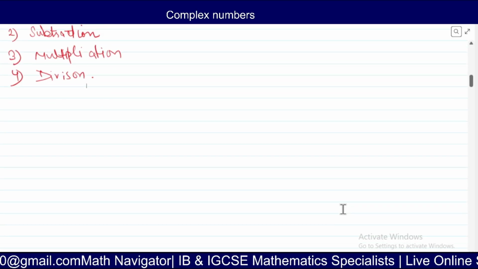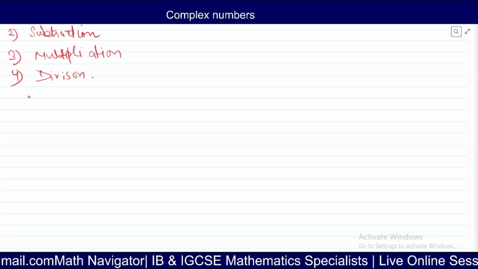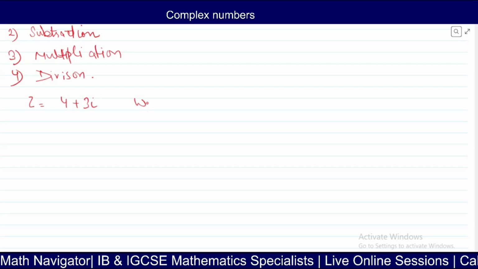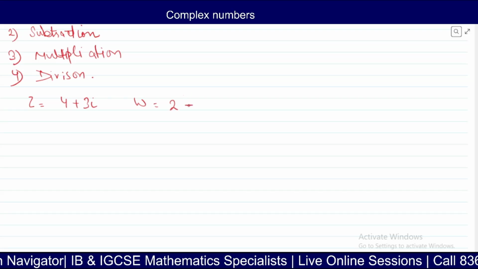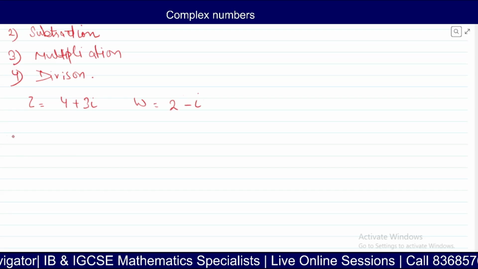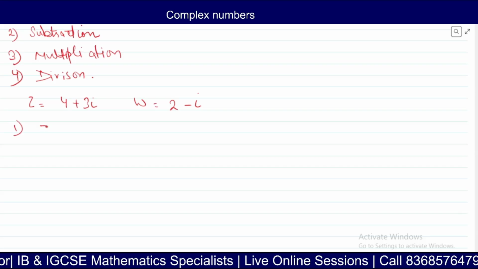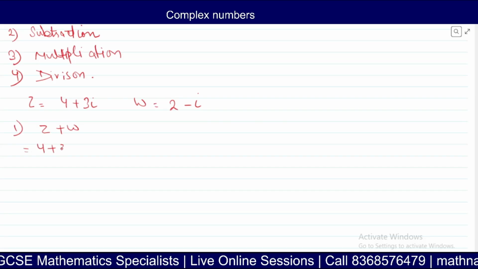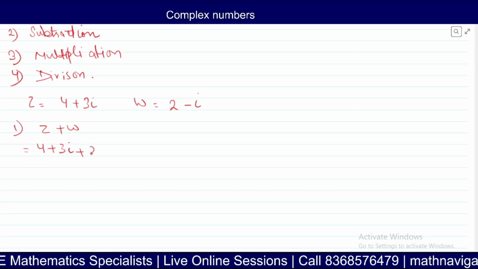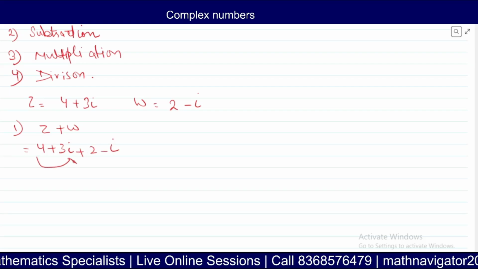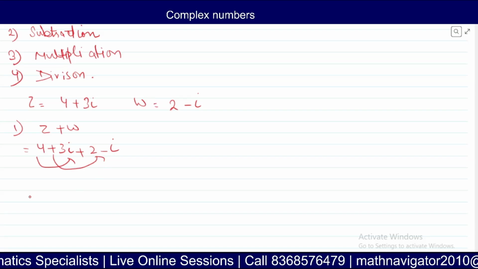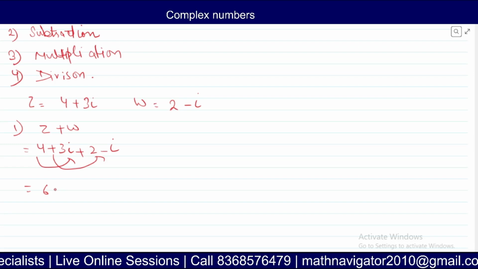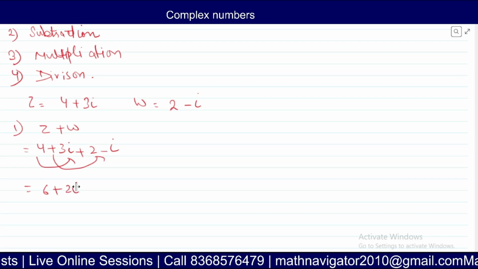Let's say we have two complex numbers, z is equal to 4 plus 3i and w is equal to 2 minus i. So what I want to do is addition. That means z plus w. So it will simply be 4 plus 3i plus 2 minus i. Complex will be done with complex and real will be done with real. So 4 plus 2 is 6. 3i minus i is equal to 2i. So 6 plus 2i is my answer.